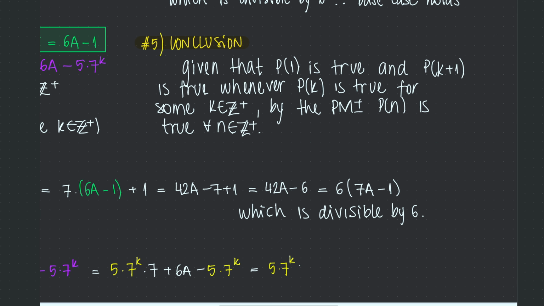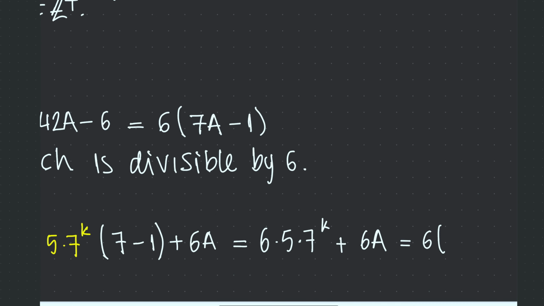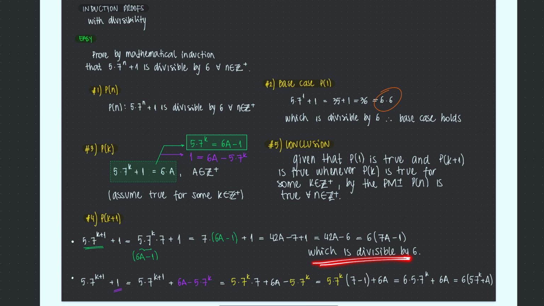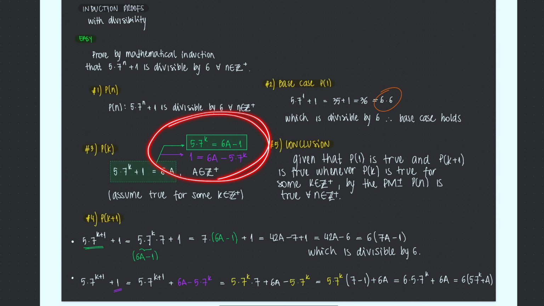So we have over here 5 times 7 to the k, 7 minus 1, plus 6a, which is the same as 6 times 5 times 7 to the k, plus 6a, which is equal to 6 times 5 times 7 to the k plus a, which is also divisible by 6. So we just proved it using a different substitution. It also works. So on to exercise number 2, the medium level one.